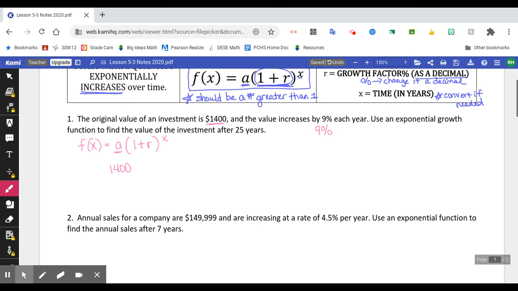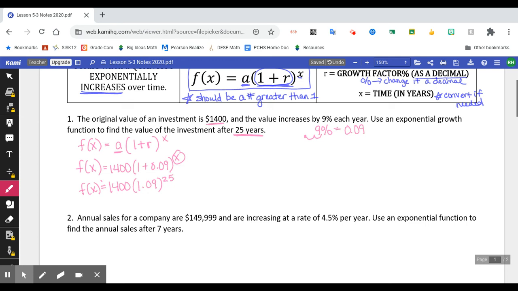So 9% as a decimal. Remember the decimal point here, and you go left, 1, 2. So this becomes 0.09. Okay, so I'm going to put in here 1 plus 0.09 to the x. That's our function, right? Okay, now if I add these together, I get 1,400 times 1.09, so it's bigger than 1, so there's our function for that. And we know that this is going to happen for 25 years, so that's the value that goes in for x, to the 25th power, because it's happening 25 times, okay?